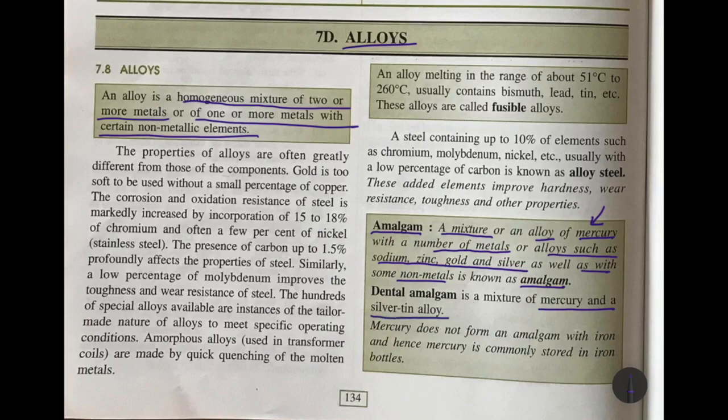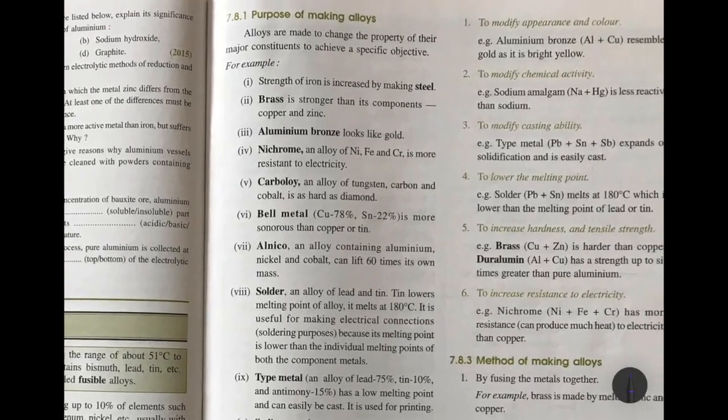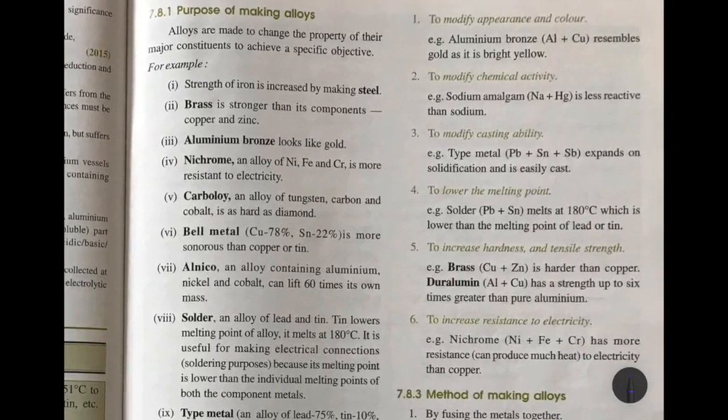Okay, and mercury is stored in iron bottles. Why? Because mercury does not form an amalgam with iron. That is why it is stored in iron bottles. Now, why are alloys made? There are so many metals there. We can make use of the metals, but still alloys are made. Why? It is done to change the property of the major constituent to achieve a specific objective.